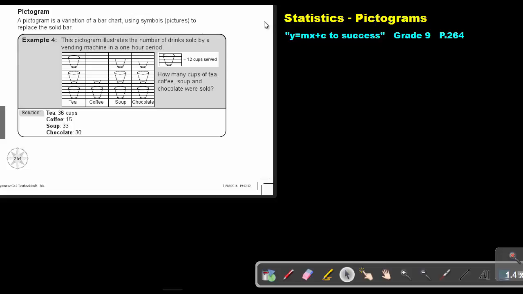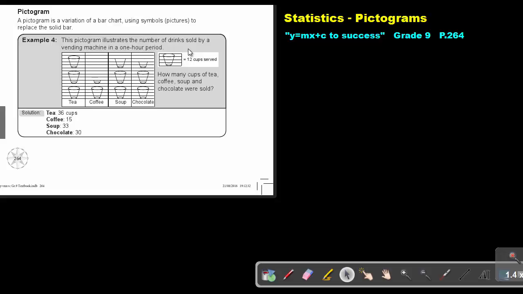Part 3, we are going to continue with statistics and focus on pictograms. You will find this on page 264 in the Namibian Mathematics Grade 9 textbook. A pictogram is a variation of a bar chart using symbols or pictures to replace the solid bar. Let's look at this example.